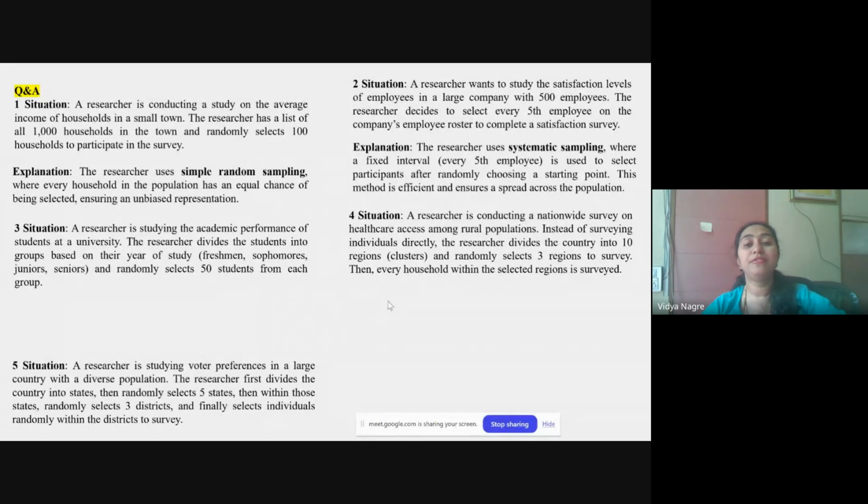We call it systematic sampling because we have a fixed system here. So we have a fixed interval. Every fifth employee will be participating in the survey.